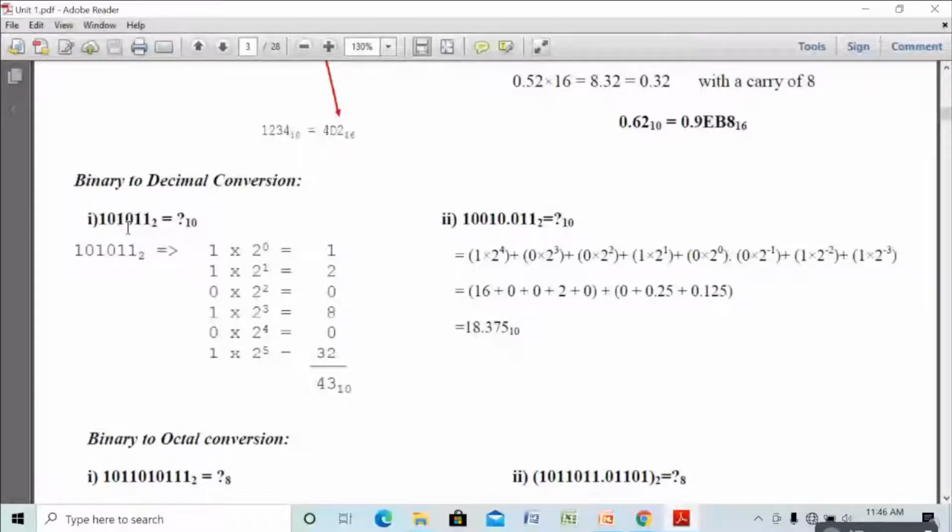Then 2 power 3 and 2 power 5. Here 8 into 1 is 8. Here 0. 2 power 5 is 32. So finally we have to add all those numbers. Then finally we get 43 as the decimal.